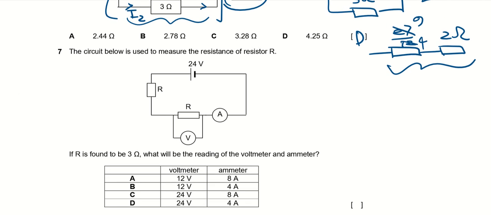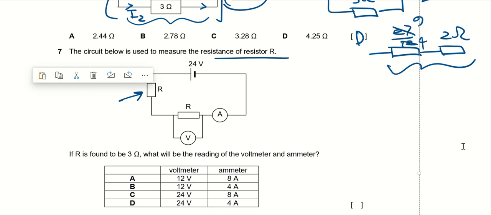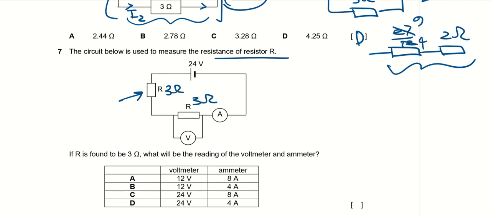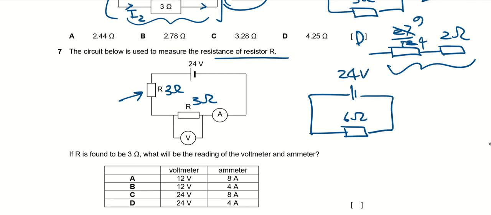Okay, question 7. The circuit below is used to measure the resistance of resistor R, which is this one. If R is found to be 3 ohm, what will be the reading of the voltmeter and ammeter? So if this is 3 ohm and this is also 3 ohm and there's no other resistor, basically we can turn them into 6 ohm, 24 volts. With this we can actually find the current. So V equals to IR, so I equals to 24 over 6, so we get 4 ampere.